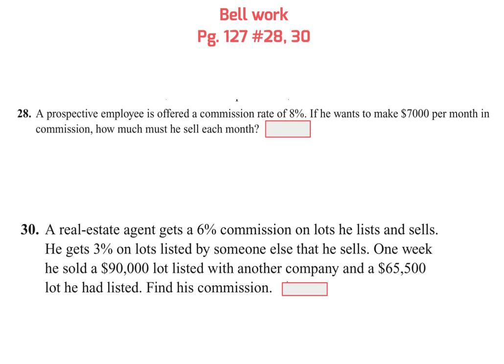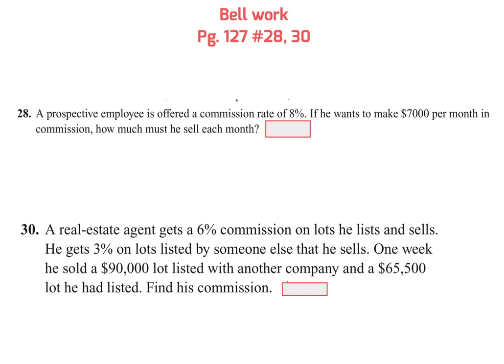So if you're looking at this and you want to figure out what he sells, you've been given two pieces. You've been given what his commission is, his commission amount, and his commission rate. All right? And so in order to calculate this, you're actually going to have to back into it. You're going to have to divide.